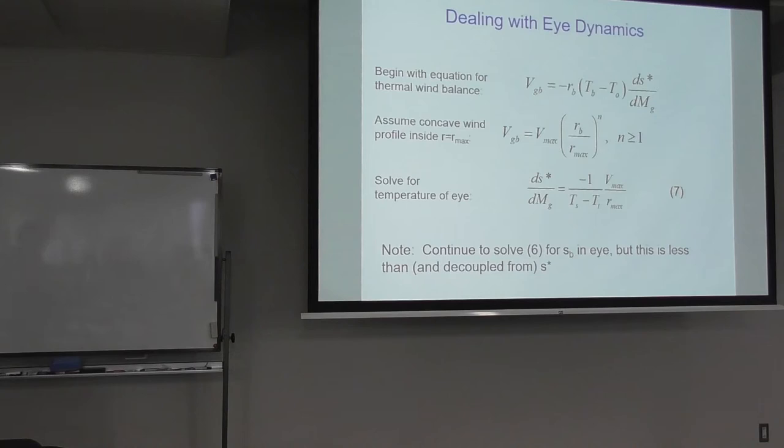As we integrate this model at every time step, we figure out where the radius of maximum winds is. Inward of that, we solve this very simple equation for the S star of the eye. Remember, we're solving this whole thing in angular momentum space. If we want to, at the end, look at a pretty graph of the storm in R versus in standard physical coordinates, we can transform this back into physical coordinates. But it's much easier to solve it in angular momentum coordinates.